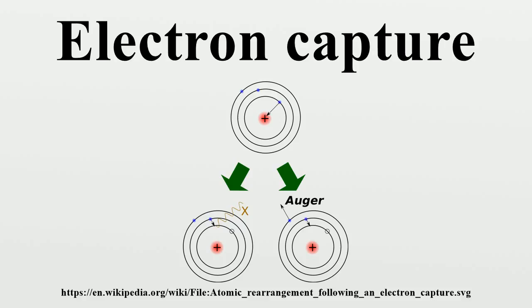Common examples. Some common radioisotopes that decay by electron capture include the following. For a full list, see the table of nuclides.